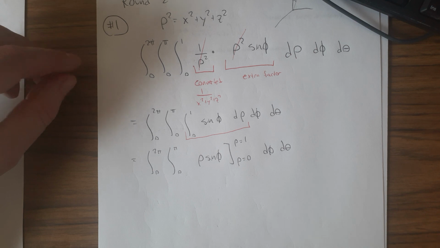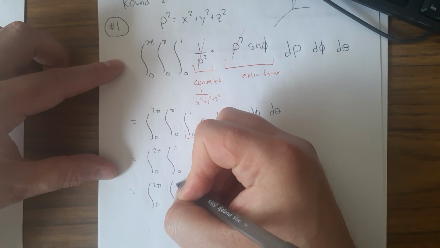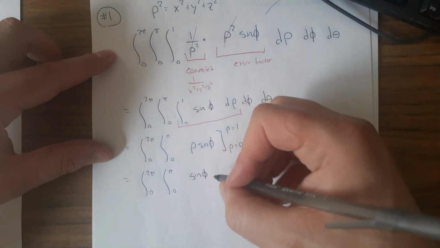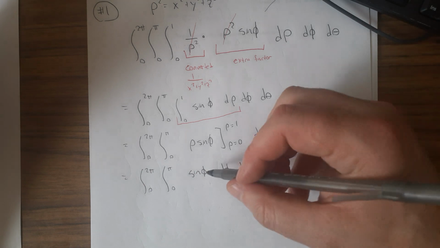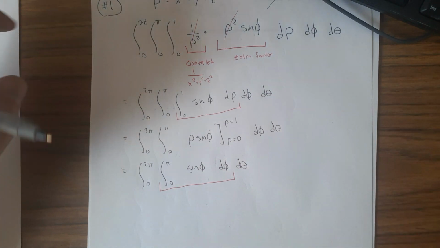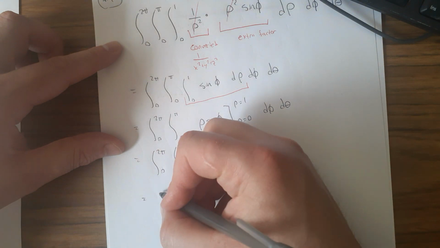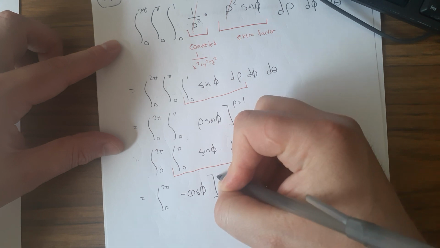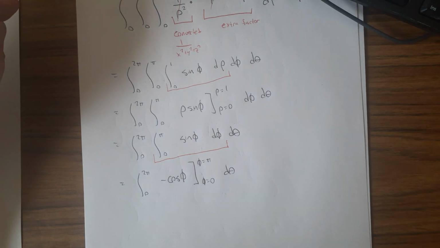So we're there. Let me plug it in. When I put in 1, that's going to give me sine phi. When I put in 0, that's just 0. So I'm there. Now I am still working my way from the inside out. Antiderivative of sine phi is negative cosine phi. So I'm like that.